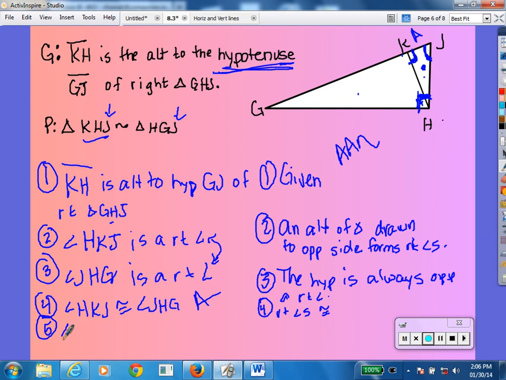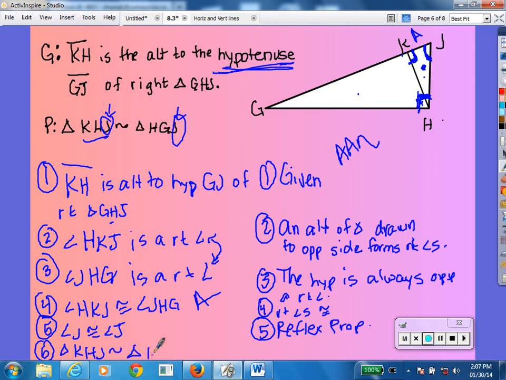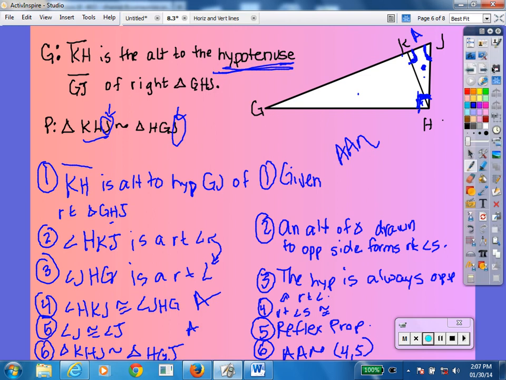Now what we're going to do is say angle J is congruent to itself. Got to know that. It's in both of them. This little triangle was embedded in the big triangle, so always look for those. That's your reflexive property. And we're done. We can now state that triangle KHJ is similar to triangle HGJ through angle-angle similarity, and that's statements 4 and 5. And that's all I got for you.